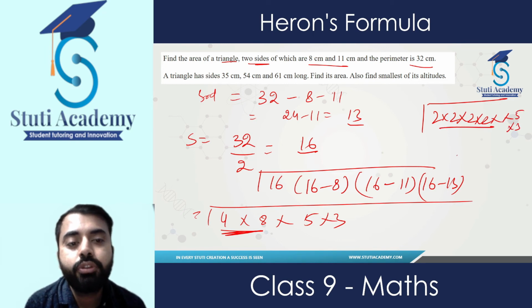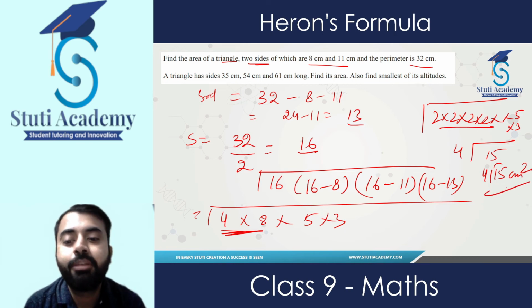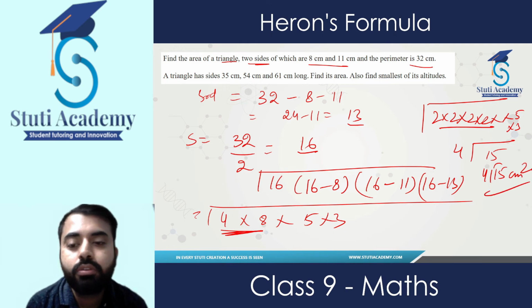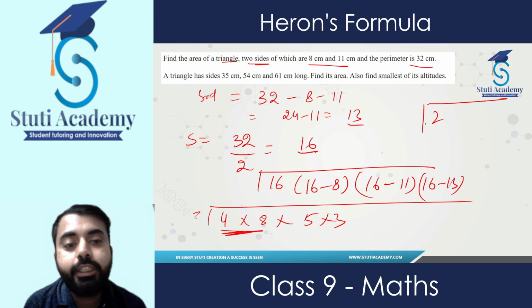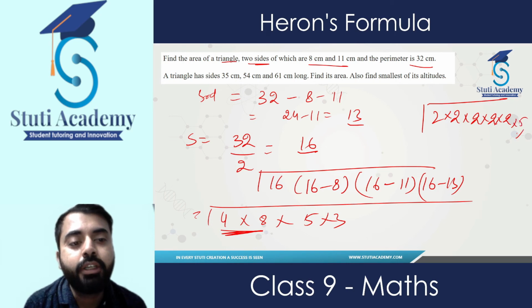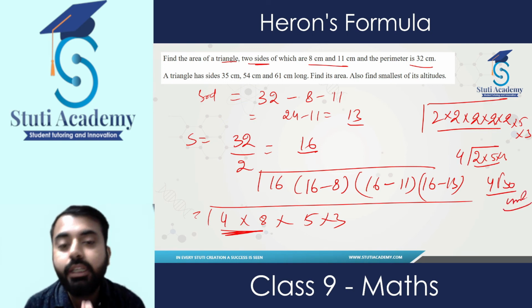How many 2s are there? 4. So you get 4 out, and you have this 15. So its area is 4 root 15 centimeters. But sorry, there will be 5 twos, not 4. Why is that? Because we can write 8 as 2 into 2 into 2, so 5 twos, and a 5 and a 3. Out of 5, 4 got out. That means I got a 4 out, and a 2 into 15 remains inside. That means 4 root 30 centimeters squared. That is my answer for this question.